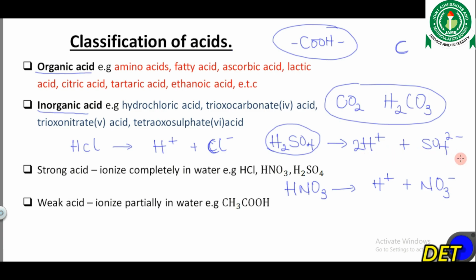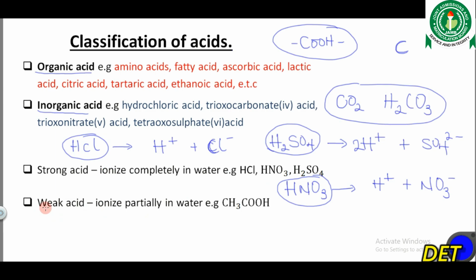You can see the ionization equation. Trioxonitrate(V) acid is a strong acid because it ionizes completely in solution, while hydrochloric acid also is a strong acid because it ionizes completely.